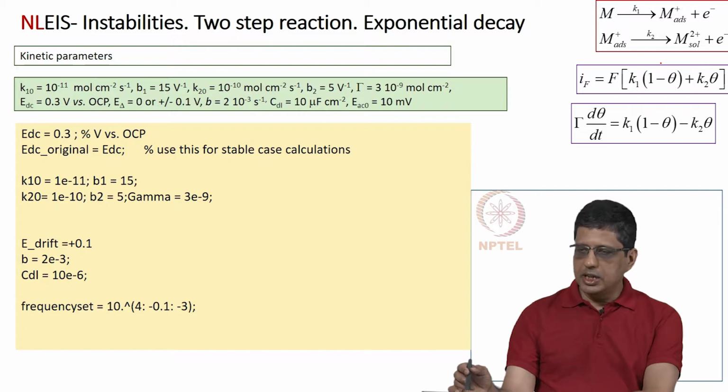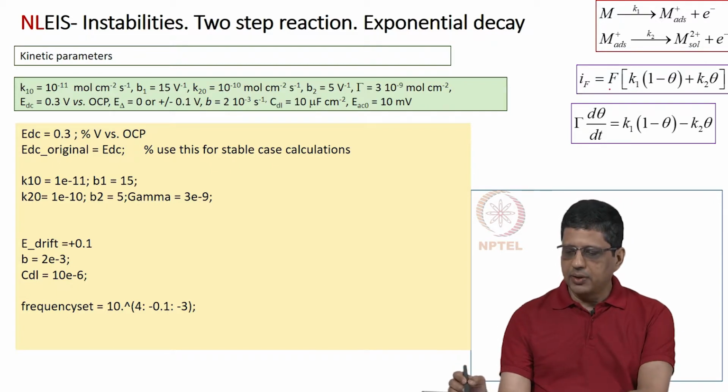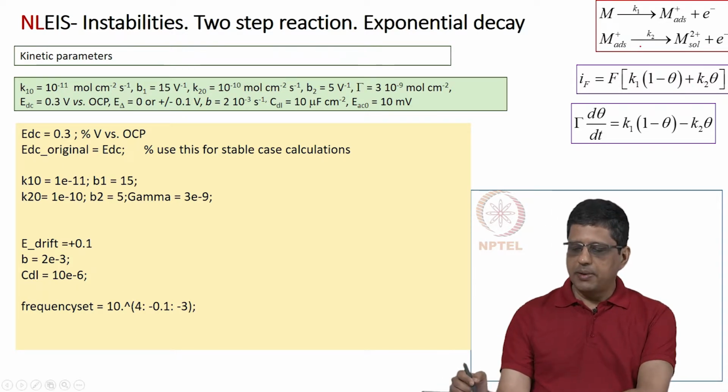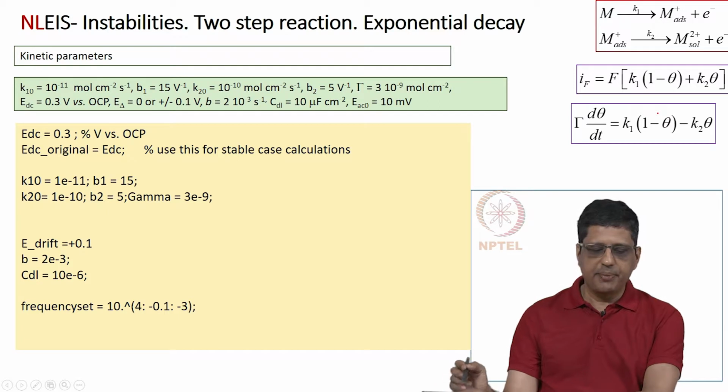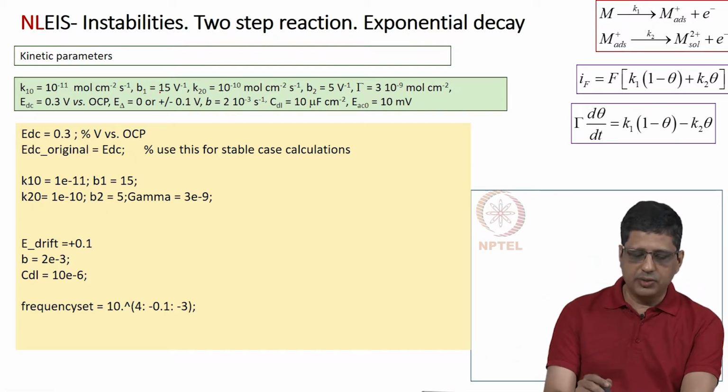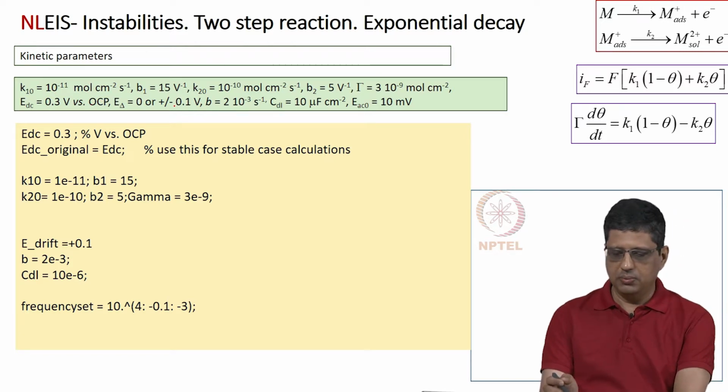So, what this means is the current, Faraday current, has an expression which is F k1 (1 minus theta) plus k2 theta. Of course, the mass balance equation remains the same. Initially, we will give the kinetic parameter values. We have chosen a certain set of kinetic parameter values. We can note them down.